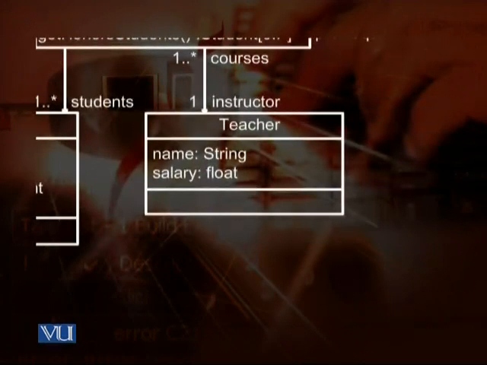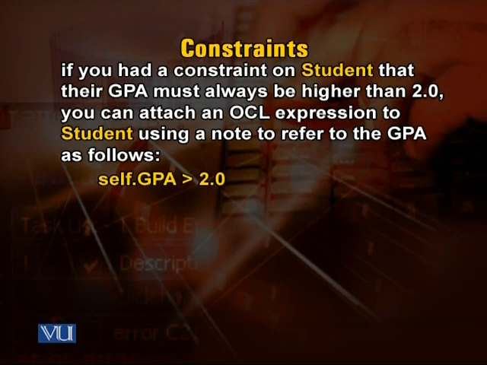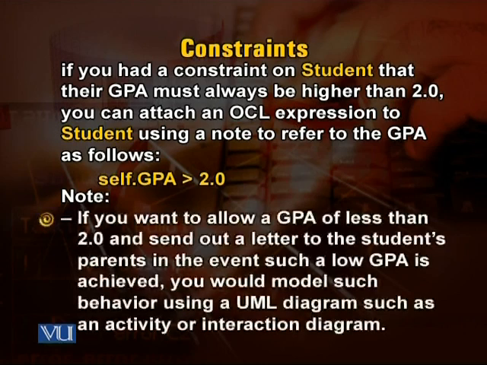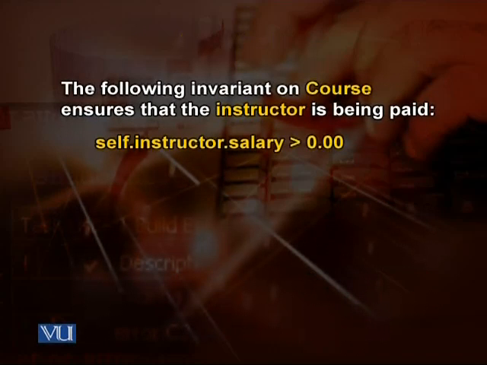So there are some simple kinds of constraints that you may want to impose. For example, if you had a constraint on a student that their GPA must always be higher than 2.0, you can attach that constraint to the student context, and it will become self.gpa is greater than 2.0. So this is a straightforward, simple thing. But you must remember that if you want to allow a GPA of less than 2 and send out a letter to the student's parent in the event such a low GPA is achieved, you would model such behavior using a UML diagram such as an activity or interaction diagram. Another very simple constraint is salary of instructor is greater than 0, so you say self.instructor.salary is greater than 0. So this is once again a simple kind of thing, and so forth.